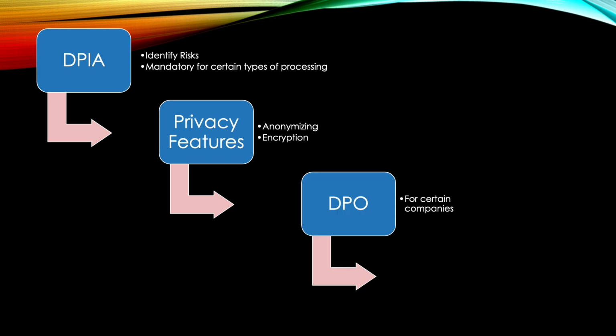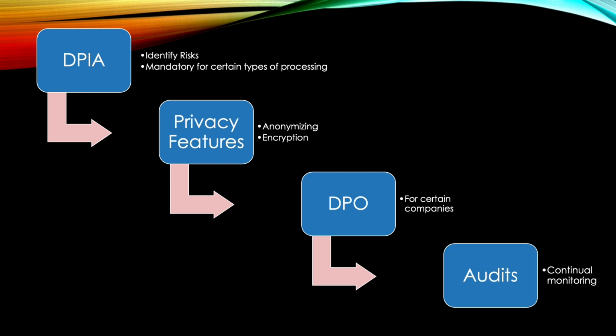Appoint a DPO, so a data protection officer. For companies that process large amounts of sensitive data, a DPO can guide compliance and oversee the implementation of privacy by design. Regularly audit your systems. GDPR compliance is not a one-time task. You should continually monitor your systems, ensuring that they meet evolving privacy requirements, and you can follow the PDCA framework.